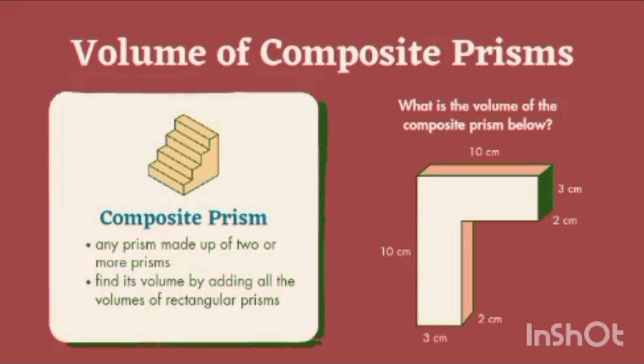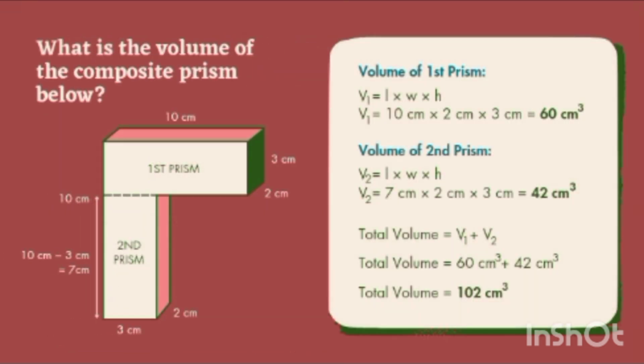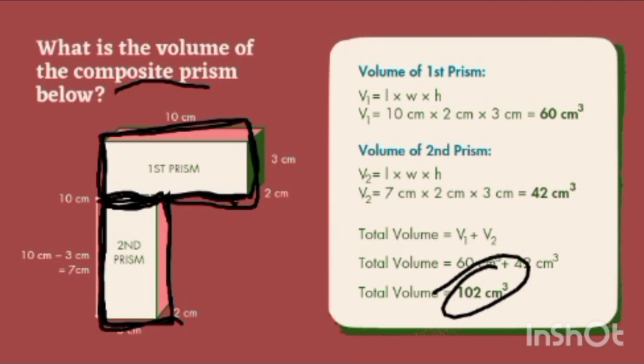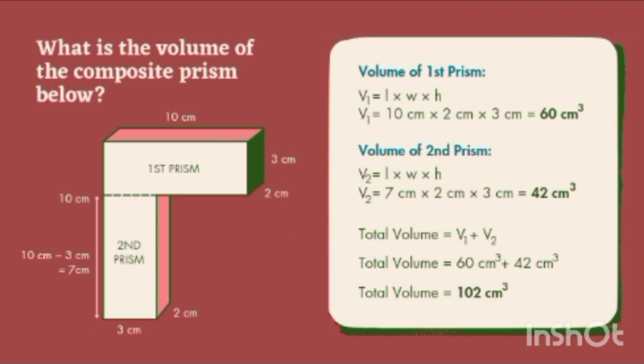We can also solve this. How? Let me tell you. For solving a composite figure, we need to find the volume of the first rectangular prism, and then the volume of the second rectangular prism, and then just add them. We will get the total volume of this composite figure. So let's do that.